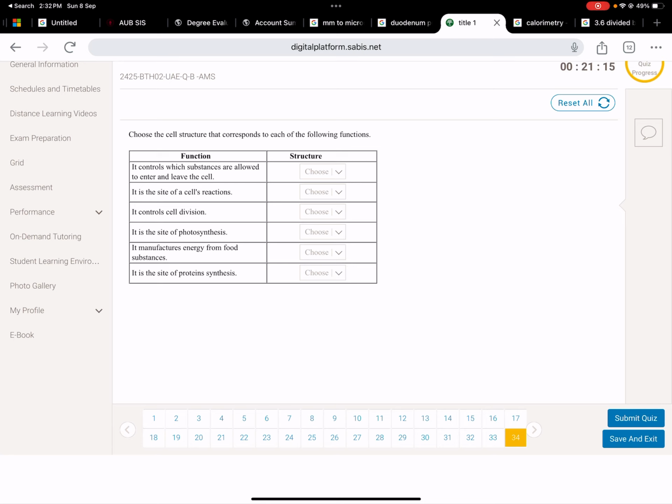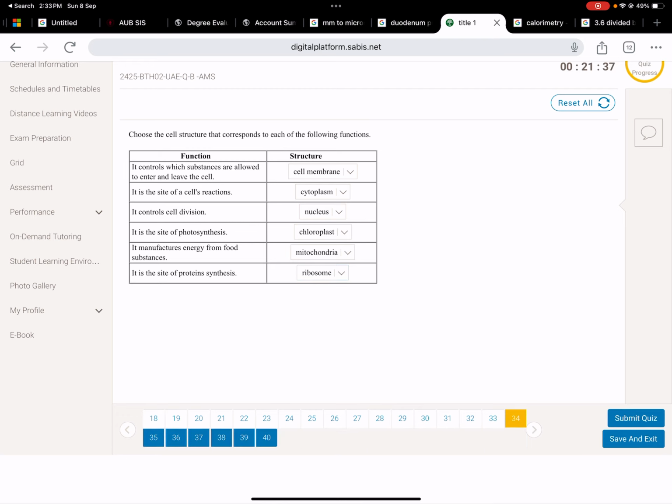Choose the cell structure. Controls which substances are allowed to enter and leave. Of course, it's going to be the cell membrane. Site of cell reactions is going to be the cytoplasm. It controls cell division: the nucleus. Site of photosynthesis is the chloroplast. Manufactures energy from food substances is the mitochondria. It is the site of protein synthesis: ribosomes.